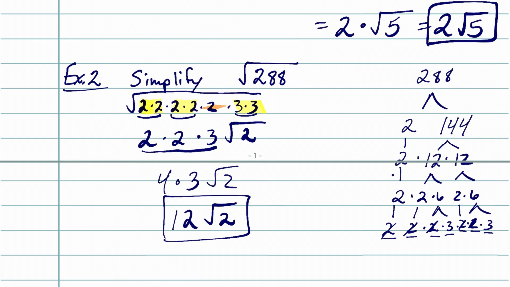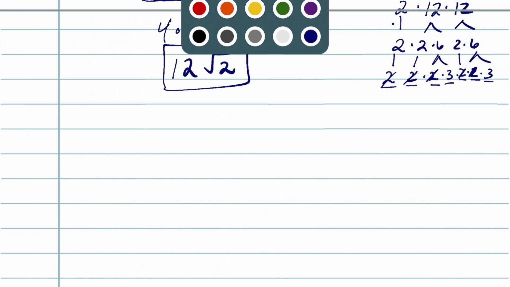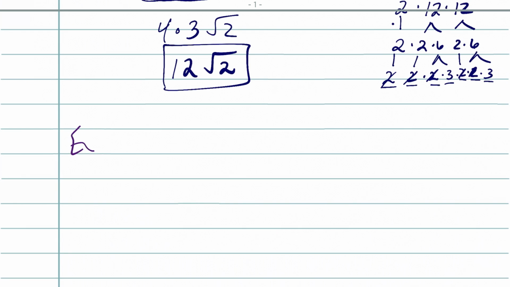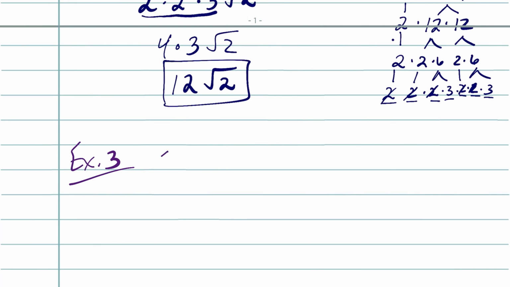Okay, there's one other thing I want us to look at, and that's when we introduce variables into the mix. So you might be given something like this. It might say simplify the square root of 300 x squared y.